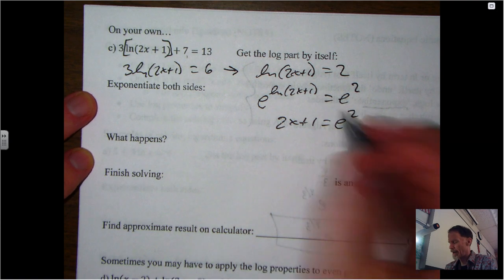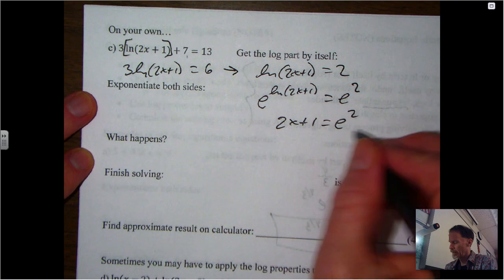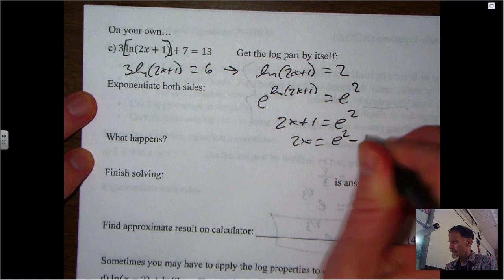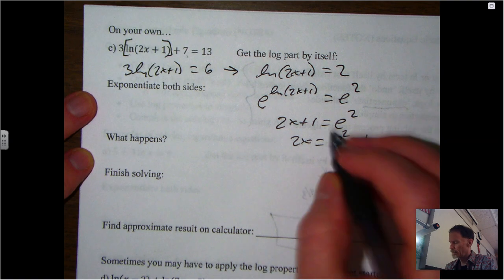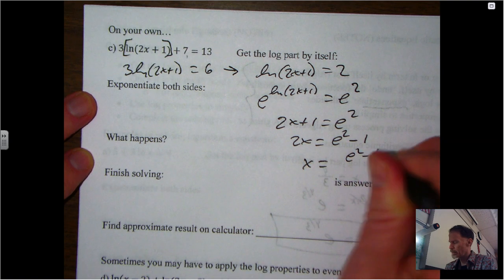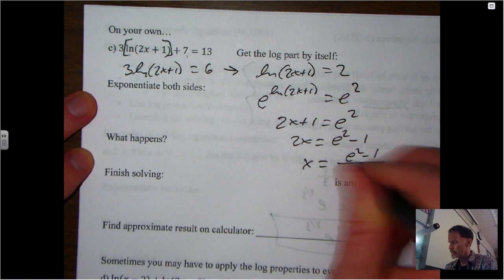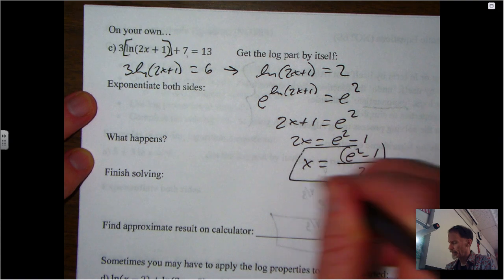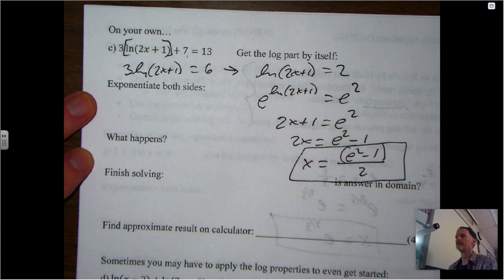And then again, just continue solving for x. Be a little careful on how you write the final answer. So when I subtract 1, I'll have this. And when I divide by 2, I can write my final answer as e squared minus 1 all over 2 would be fine. Exact answer, done.